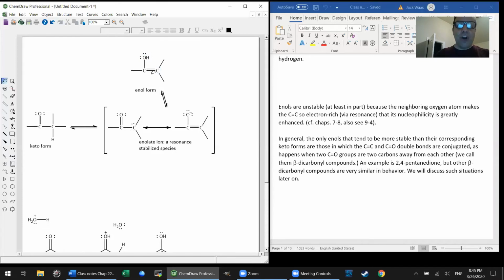And we already know, from chapters 7 and 8, that alkenes like to react with electrophiles. Well, enols all the more so, because it makes the carbon-carbon double bond that much more electron rich and therefore that much more susceptible to reaction with electrophiles. So as I said, we'll get to some examples of that shortly.